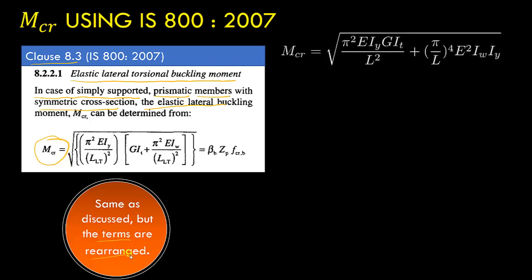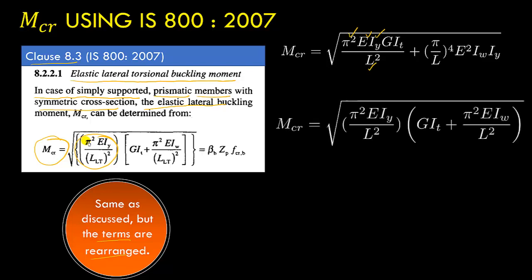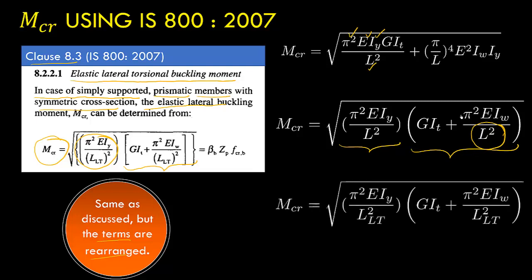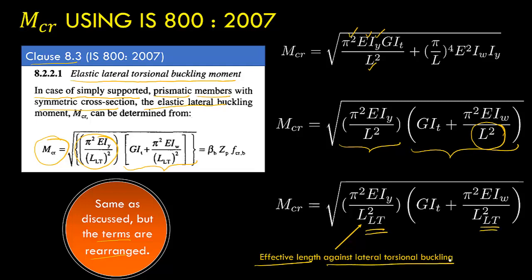So this is the expression that we derived. Now if I take pi square EI divided by L square, that is this term outside, common, we will have this expression. So if I take this term common, I will be left with this term, and this term is the same as this term. The only thing is, in place of L we have the effective length, that is L sub LT, where L sub LT basically denotes the effective length against lateral torsional buckling.